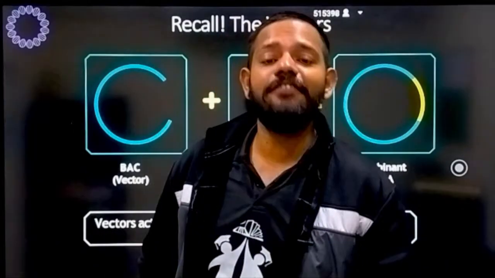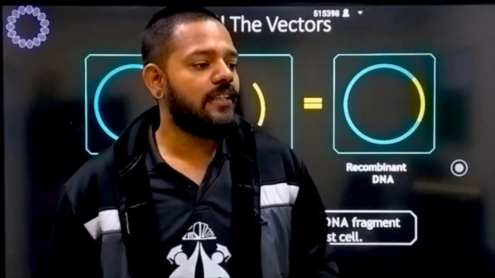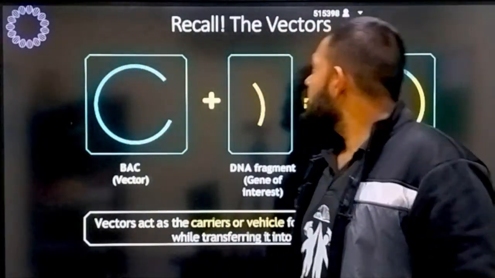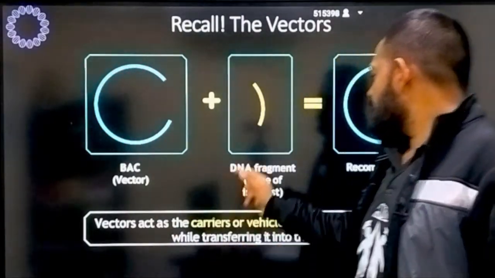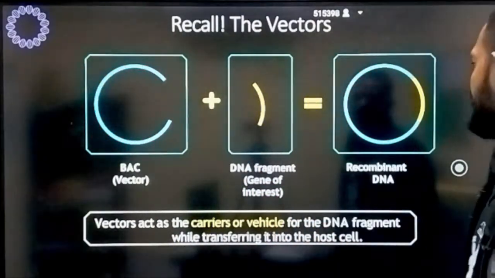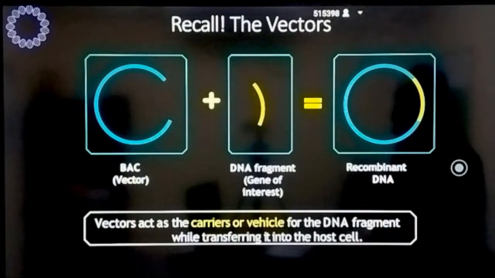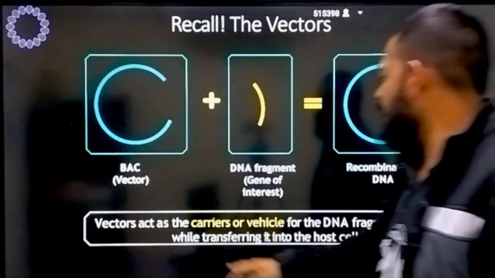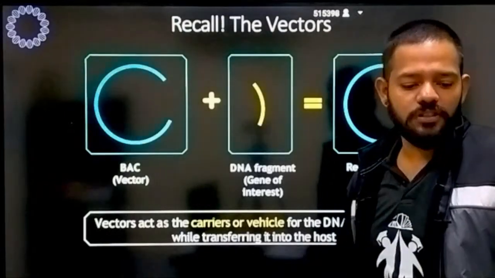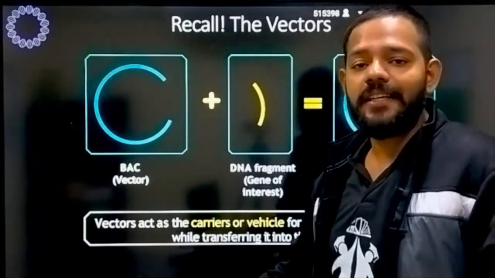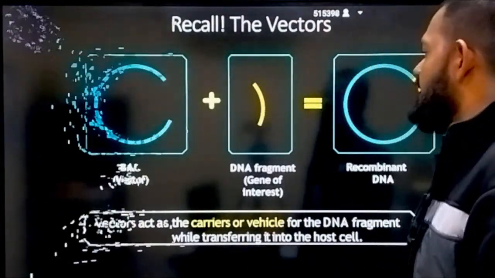Now we are going to discuss the enzymes, the cleaving enzymes and all types of enzymes, in this part. Recall the vector as we studied: the vector DNA and the DNA fragment, that is your gene of interest, get attached and we get a recombinant DNA. The vector acts as a carrier or vehicle for the DNA fragment, transferring it into the host cell.